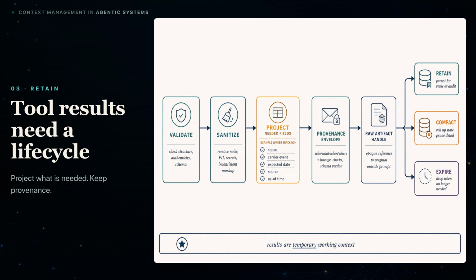Keep a handle to the complete raw artifact outside the prompt for audit or later inspection. Then choose a retention rule. A small result may remain for the next turn. A bulky payload may be replaced by a typed summary and citation. Ephemeral data may expire. Compaction can save space, but it is lossy and cannot replace the audit record. Results are temporary working context. Durable consequences and provenance belong in durable state.